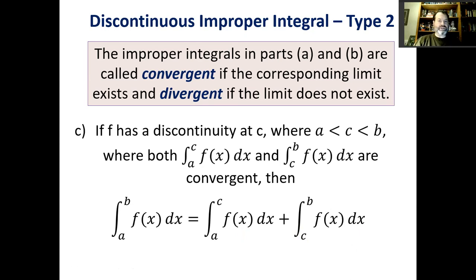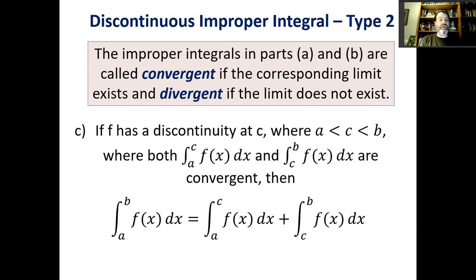So this is pretty interesting because you might be presented with a problem that looks like this, and you don't know what C is. If you don't recognize that there's a vertical asymptote in the interval and you do the integral, it'll be wrong. If you see a vertical asymptote, you have to identify it and split the problem into two pieces with two different improper integrals. Again, we're going to see one of those very soon.